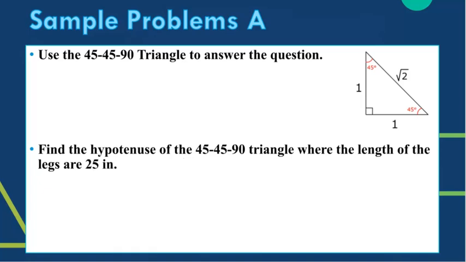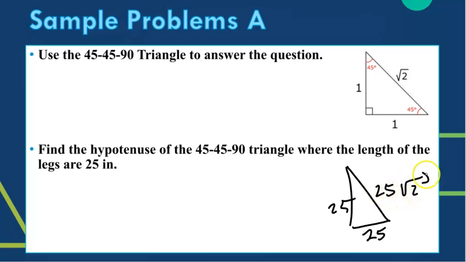Next, find the hypotenuse of this triangle where the length of the legs are 25. So again, if I draw it out, this is 25 and this is 25. This means it has to be the side length 25 times the square root of 2. So 25 square root of 2 would be that answer.